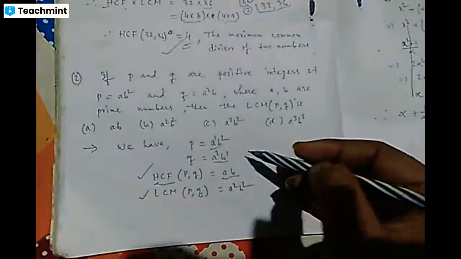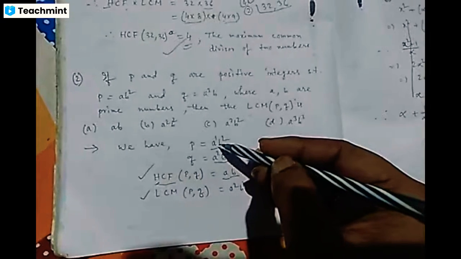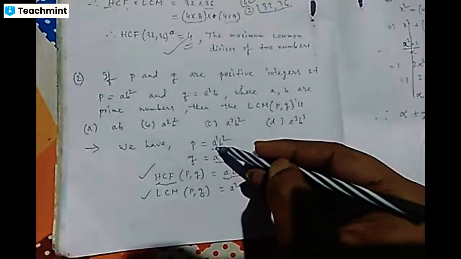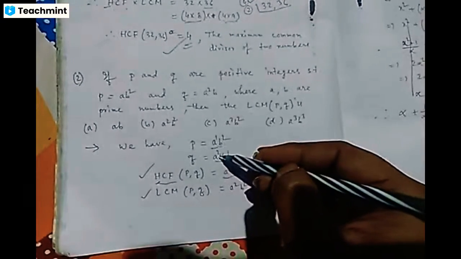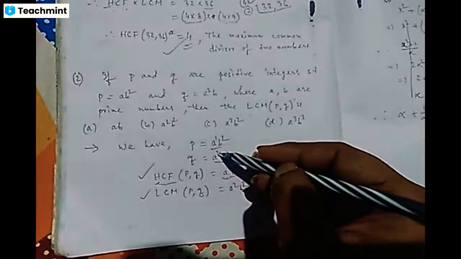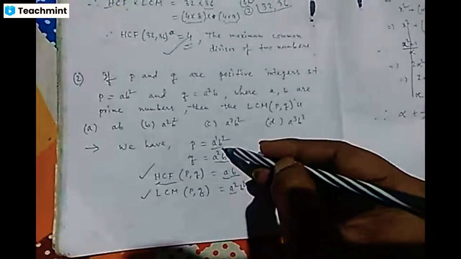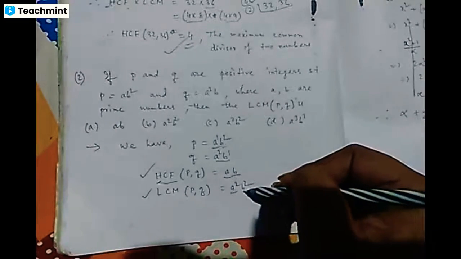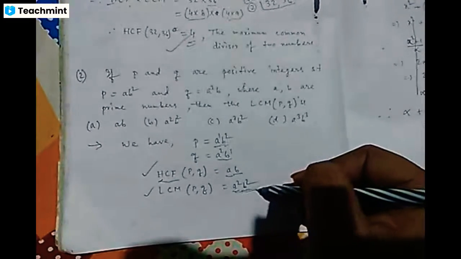In this way you can find it out for any numbers, and the least common multiple can be found by taking the greatest powers of the numbers. So here A and B are both common, and the highest power of A is 2, so we have taken A square, and the highest power of B is 2, so we have taken A square B square. So the least common multiple will be A square B square. So this second option is true.